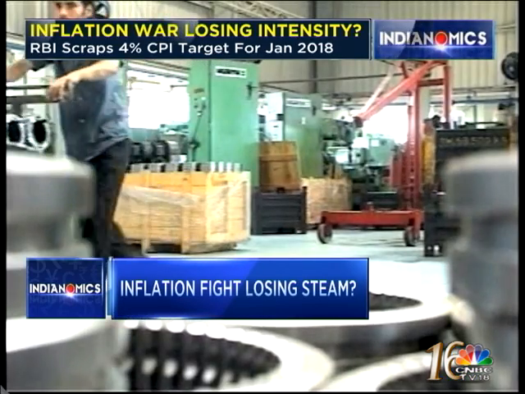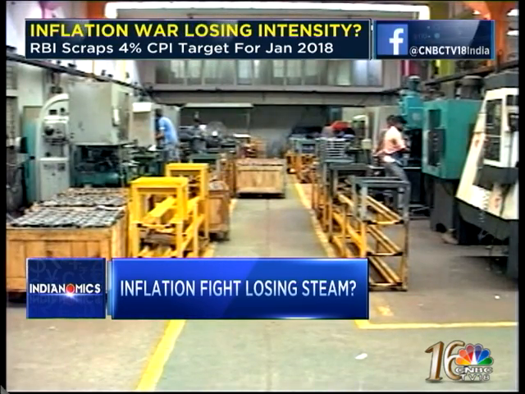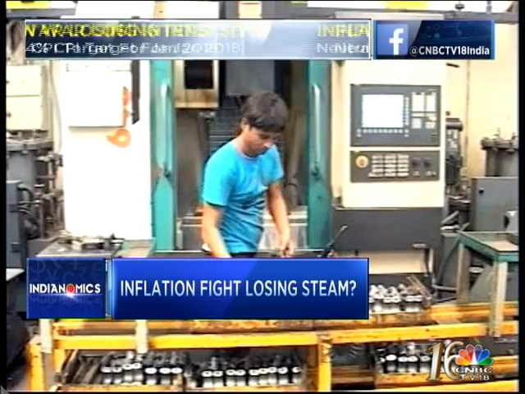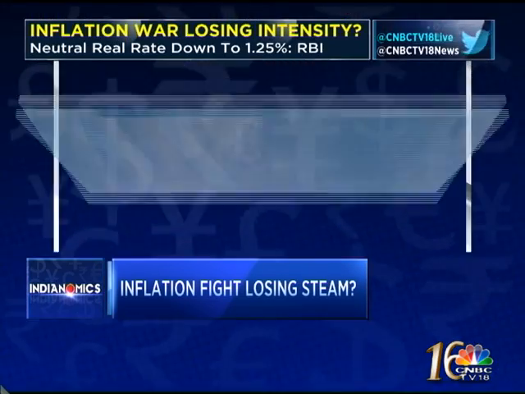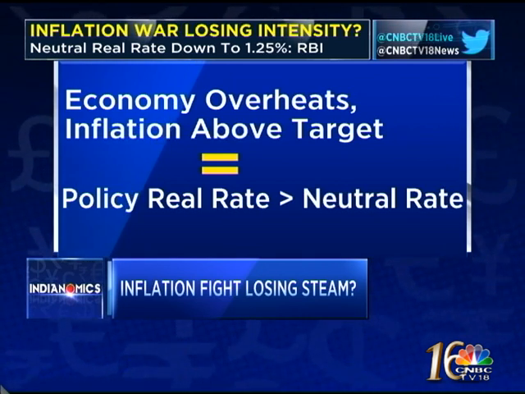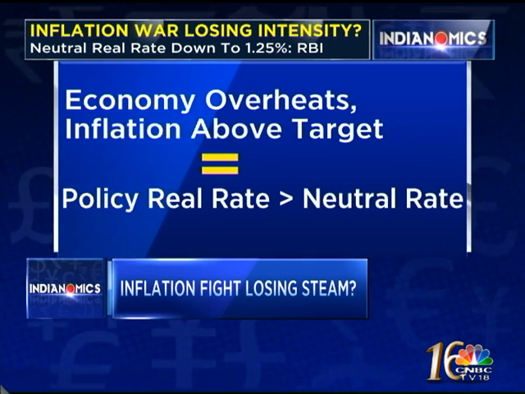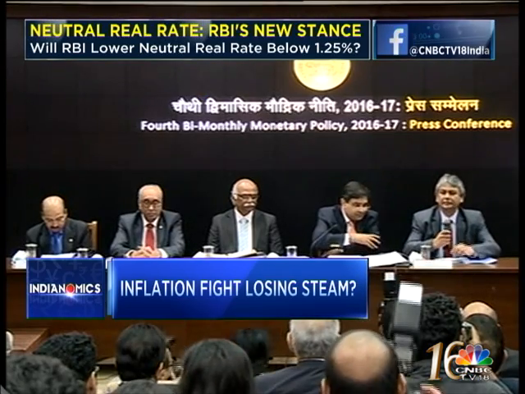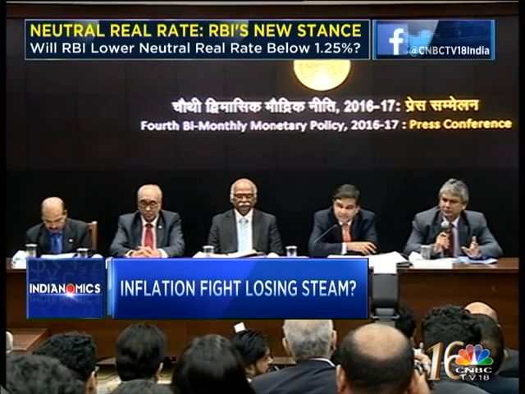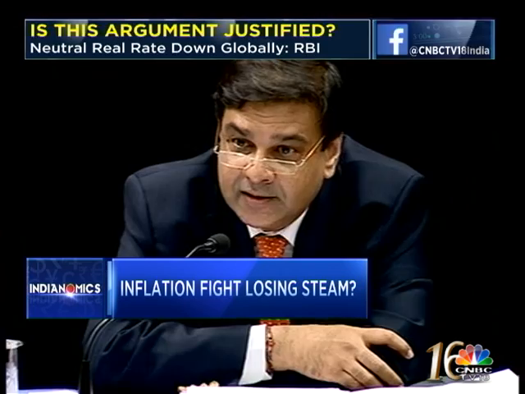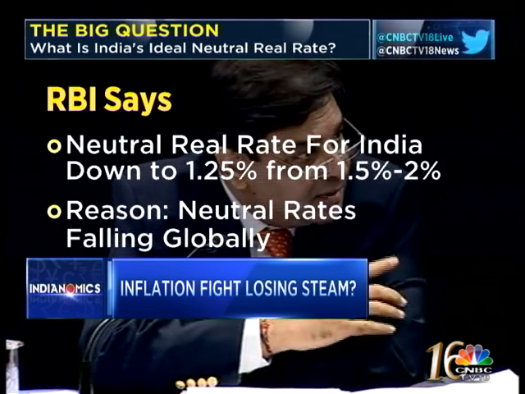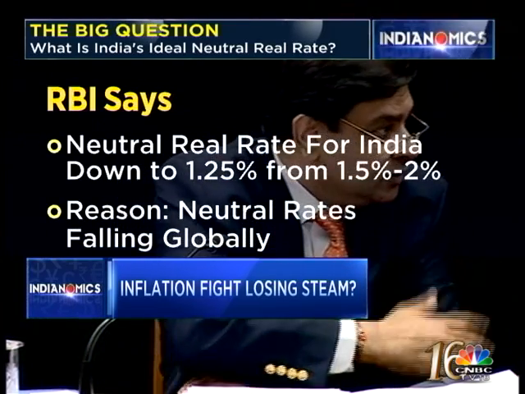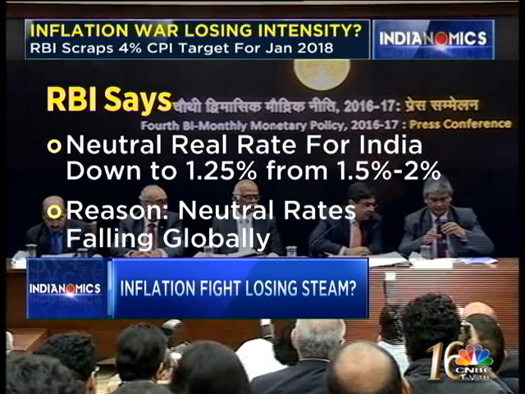On the other hand, if the economy is overheated and is operating at potential and inflation is therefore higher than target, RBI should keep the real policy rate above the neutral rate so that people borrow less, consume less and inflation falls. In the just concluded policy, RBI did not argue that the economy is growing below potential and hence policy real rate has to be brought below neutral rate. It said the neutral rate itself has fallen to 1.25% from 1.5 to 2%.